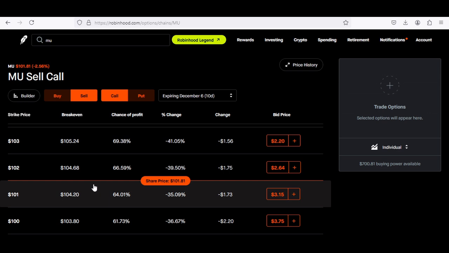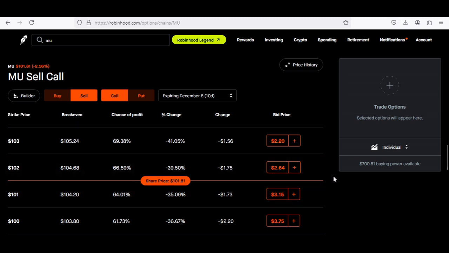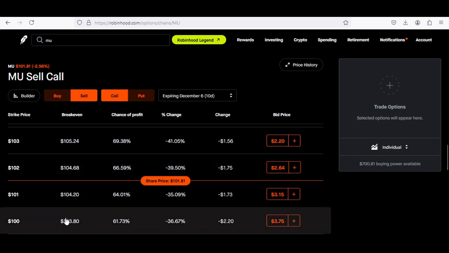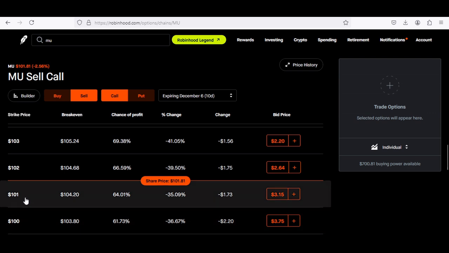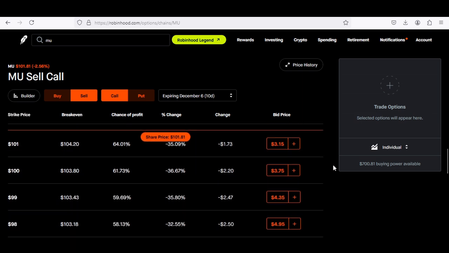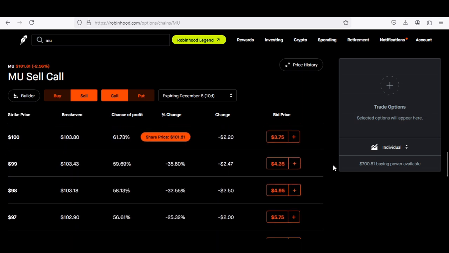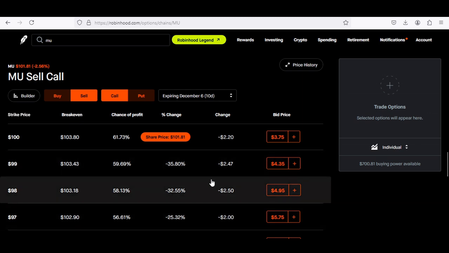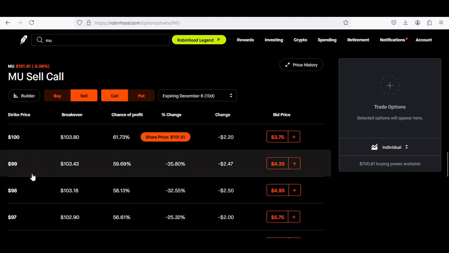Now, the other strike price you can choose is what's called in the money. In the money is going to be any strike price that's below the money and drops down further. So at the money is going to be 101, so any price 100 and moving downwards is going to be in the money. So here we are in the money. Like I said, all these prices here are in the money.